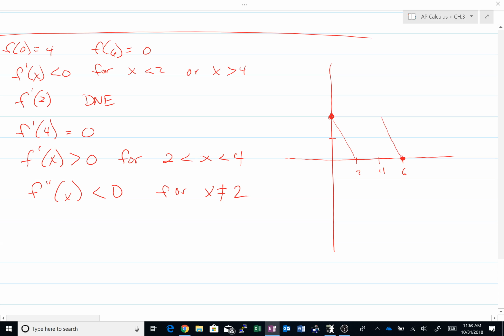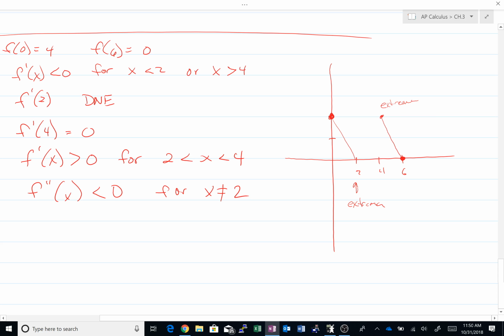F prime of 2 doesn't exist. So that could be an extrema there, because that's one of the ways we would find extremas: where the first derivative is equal to 0 and where the first derivative is undefined. F prime of 4 is 0. Right off the bat, that tells me what? This is an extrema up here.